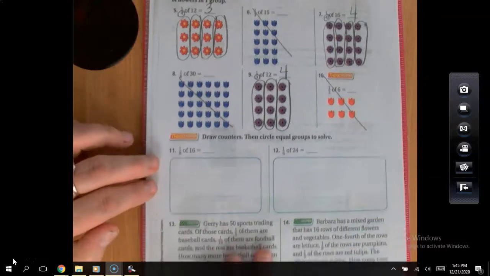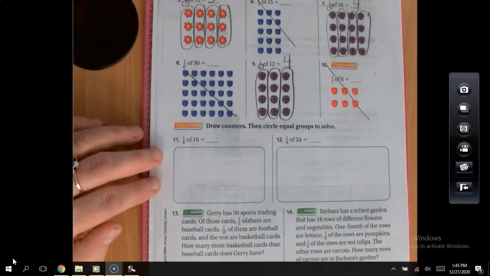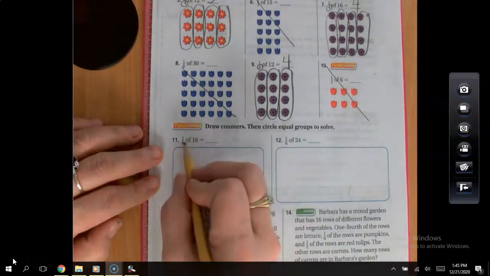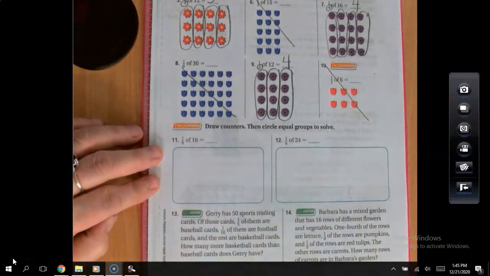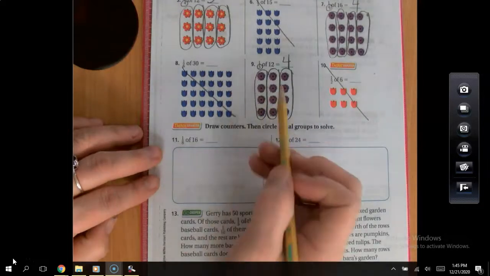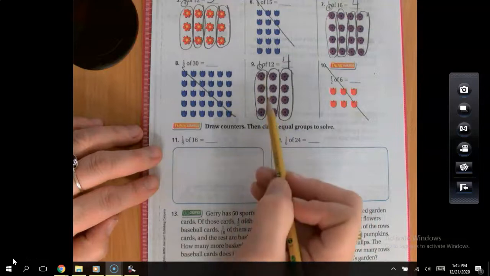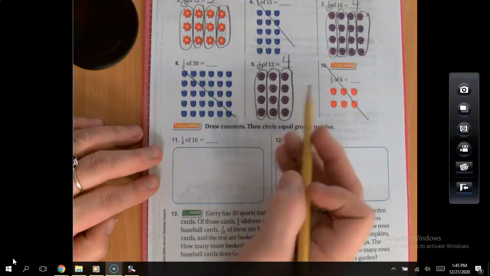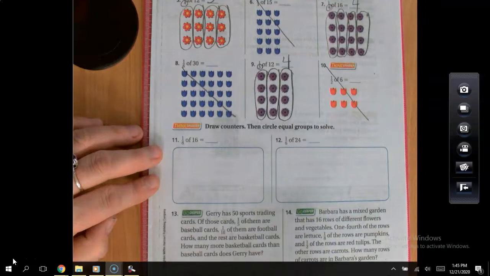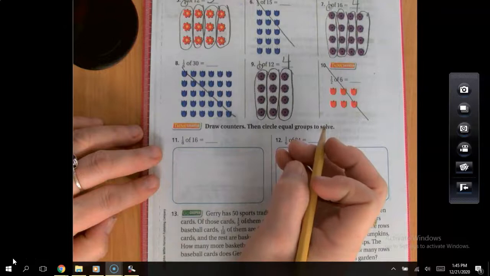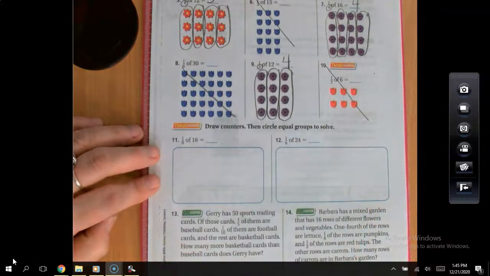All right, look at number 11. It says draw counters, then circle equal groups to solve. So if I have 1/8 of 16, boys and girls, I'm going to do the same thing. I'm going to be making an array. If you haven't noticed, although they have pictures, they're all nice and neat in rows and columns, okay? So that's all they're doing, making arrays. So I need 1/8 of 16.